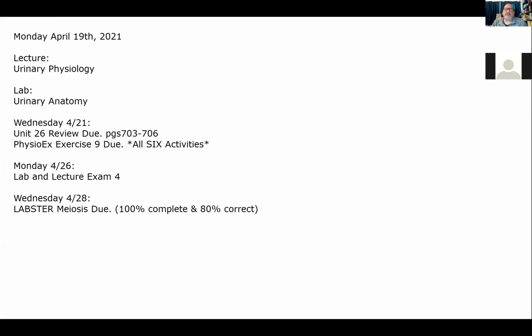We are onto the second part of our urinary system where we focused on the anatomy for the first lecture. And now we're going to start talking about how it's regulated and the processes and everything that goes along with that.